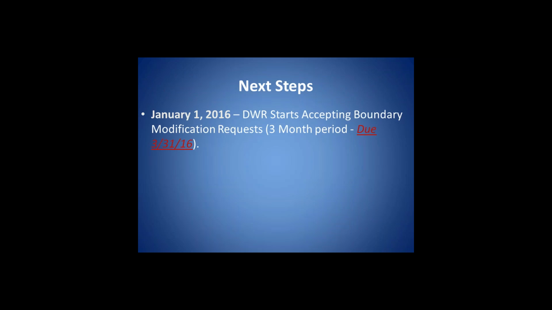January 1 opens our first boundary modification submission period. It's a 3-month window and runs through March 31st, at which time it will close. One question that might come up is, after that closing date, a modification that may be submitted on the 31st still has a 30-day comment period following the completeness review. So know that those statutes still hold.